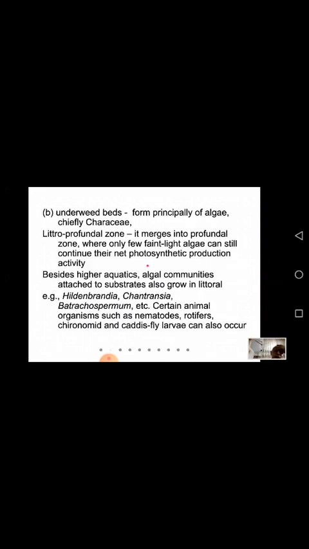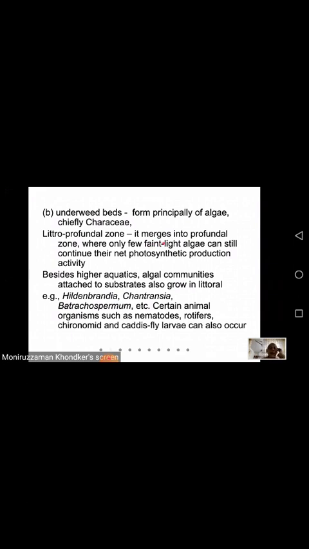So, actually, this will be the last slide. I have an important program. I have to leave today after explaining this slide.